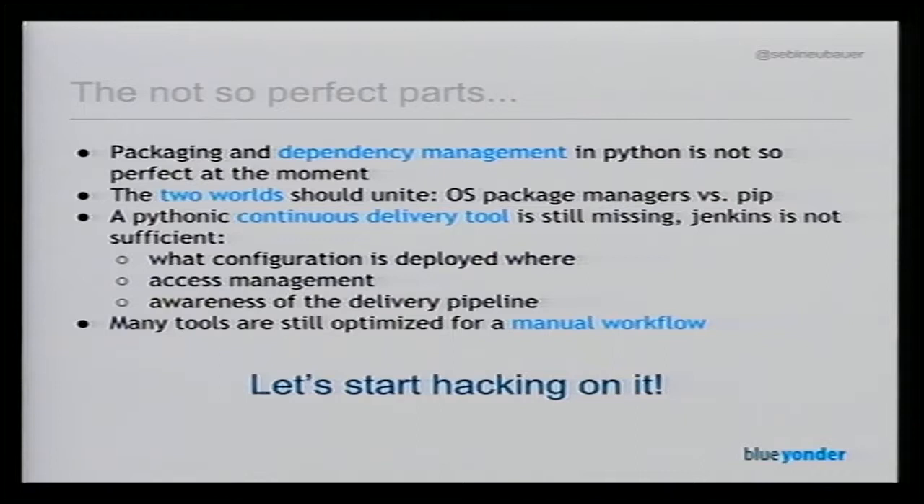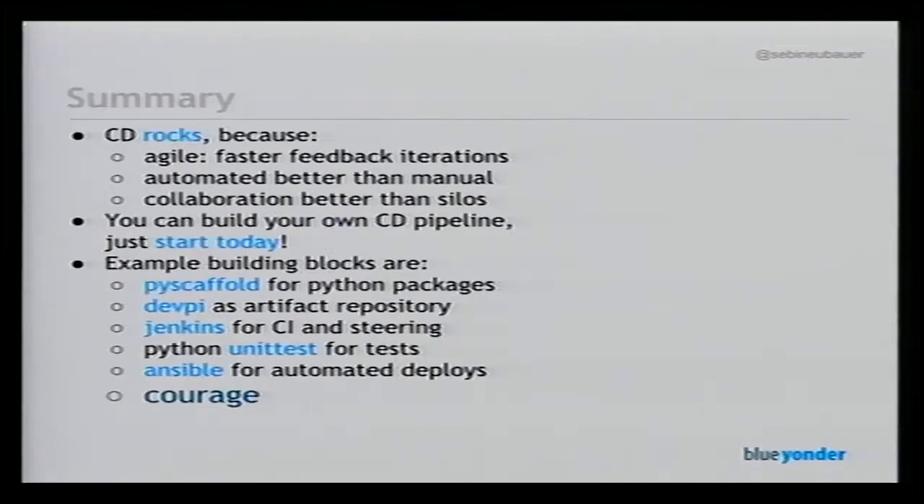So that's still missing, and many tools are optimized for manual workflow, which means there is the operations guy sitting at the terminal and typing in apt-get install, and then Y. So Jenkins cannot type Y, so you immediately broke your deploy. You have to have a tool which types in yes for you in a non-existent terminal, and that's not okay. So we have to work on it, we have to hack on it, we really need to improve the tools there.